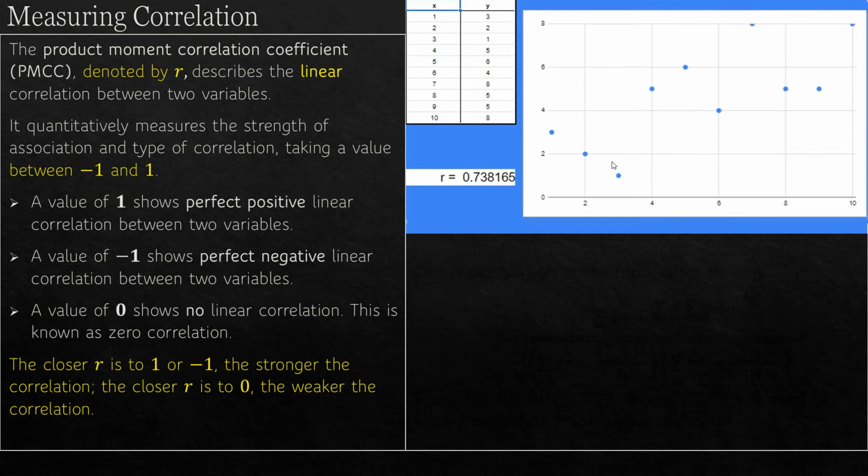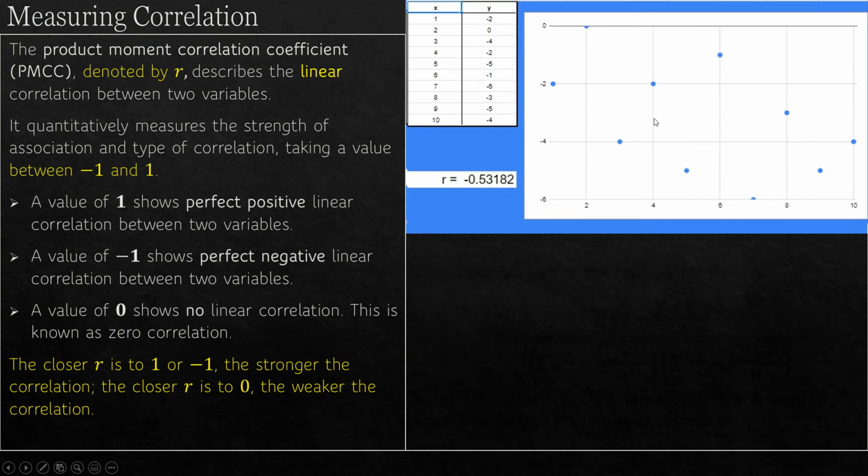This is more the type of thing you're going to see. Here the points are more scattered about, but there does seem to be a general trend. As the x values get bigger, the y values do seem to be getting bigger as well, but they're more scattered. R turns out to be 0.738 in this case.